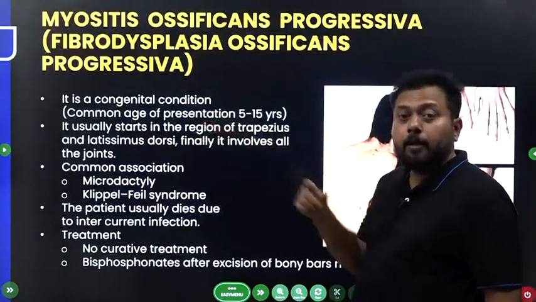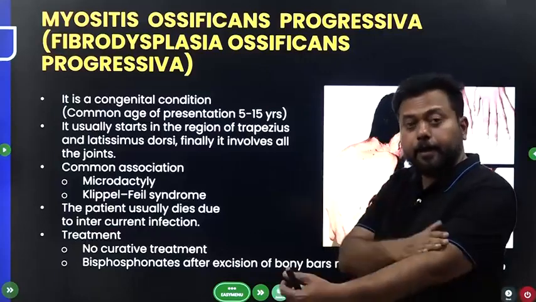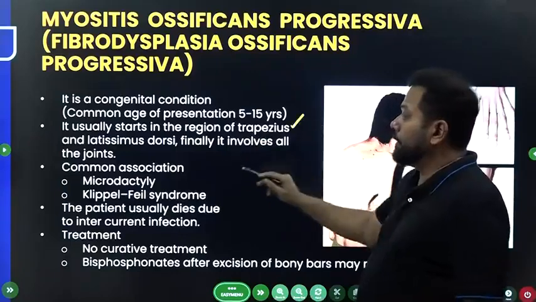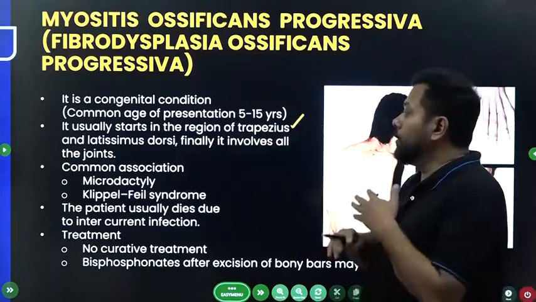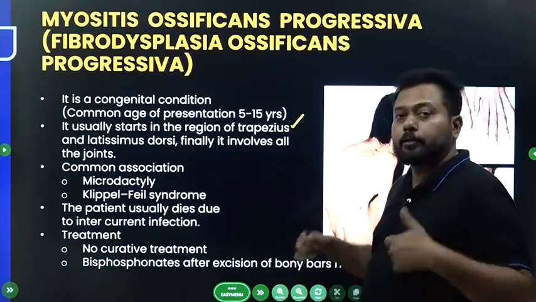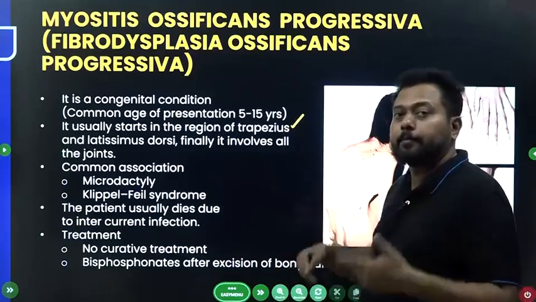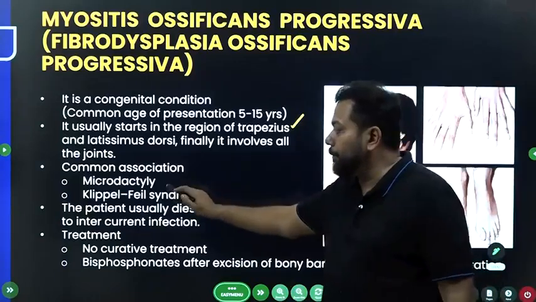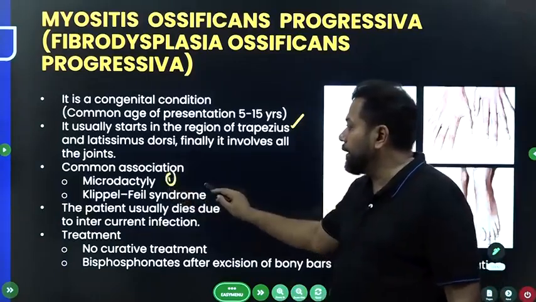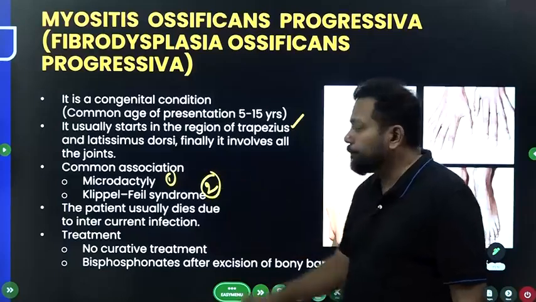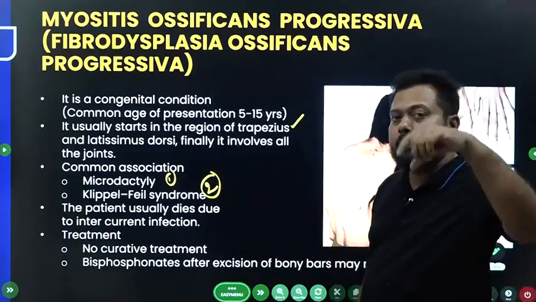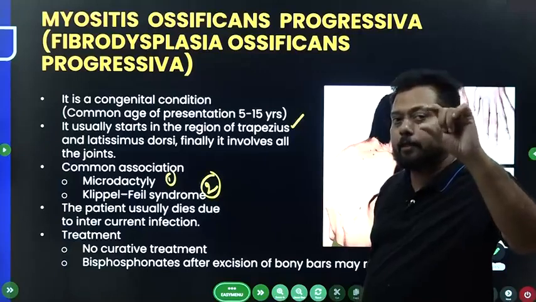The most common muscle involved is brachialis here. It usually starts in the region of trapezius, then goes to latissimus dorsi, and finally involves all the joints including the rib cage joints. The patient can't breathe, and will die. Since it's a congenital condition, it has two important associations: microdactyly, and number two, Klippel-Feil syndrome. Klippel-Feil syndrome is congenitally fused cervical vertebrae, all 7 cervical vertebrae made into one single vertebra.